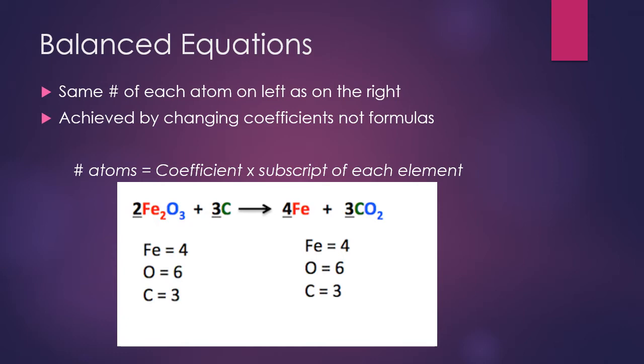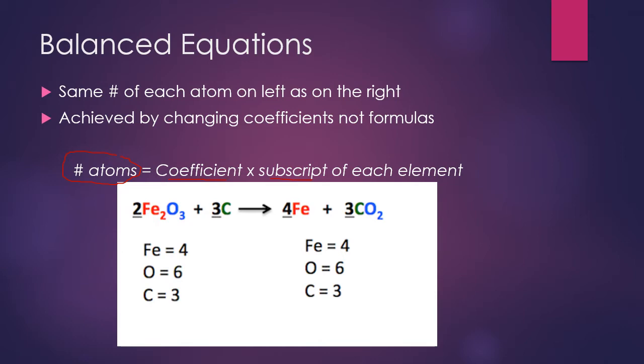So remember, to balance an equation, we need the same number of each atom on the left side of the arrow and the right. This is achieved by changing the coefficients, not the formulas themselves, so no subscripts can be changed. Looking at this example, to calculate the number of atoms, we take the coefficient, the number in front of the element or compound, and multiply it by the subscript of each element or compound.